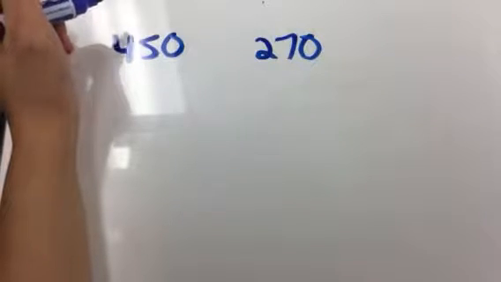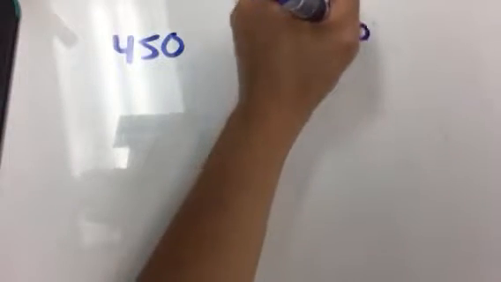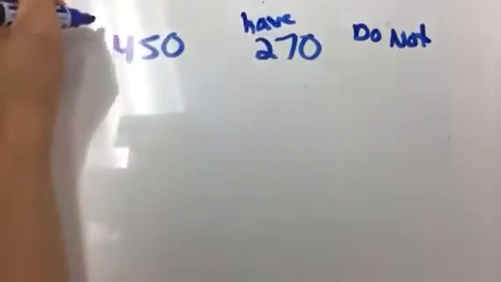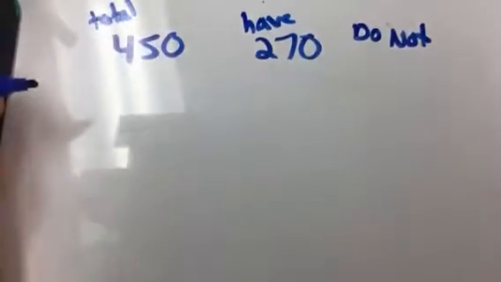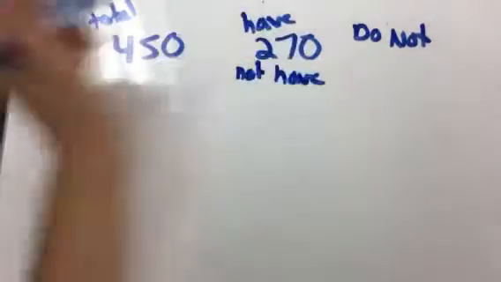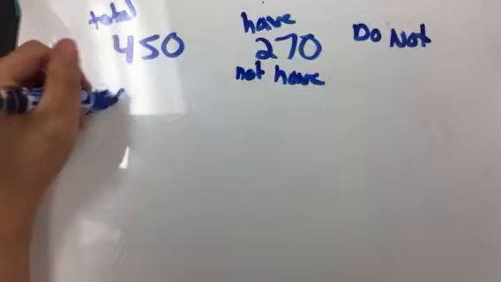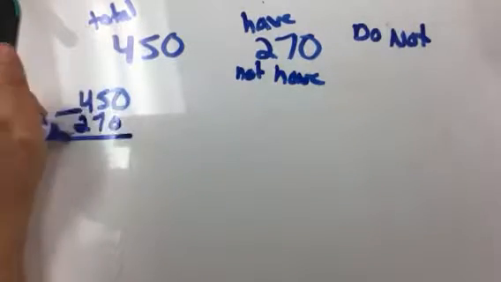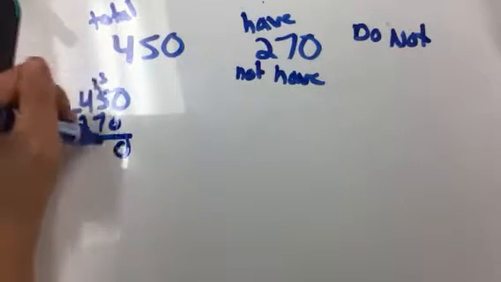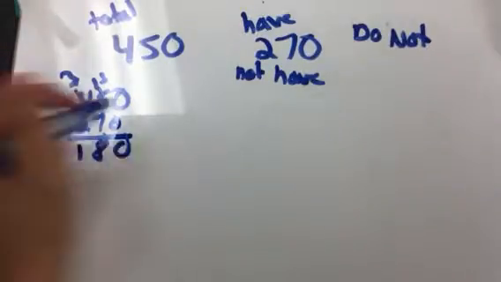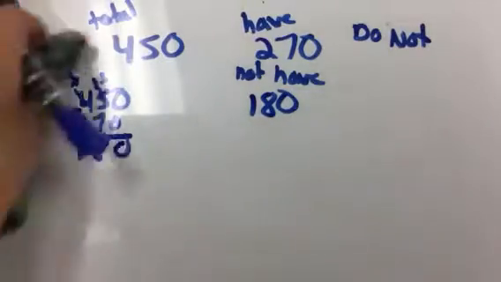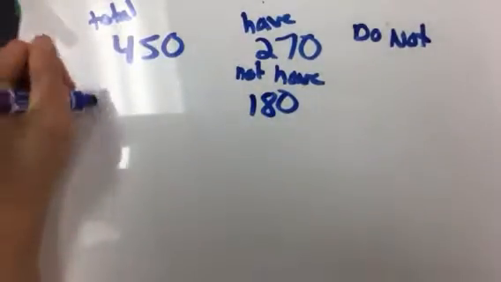And so the first thing we need to look at is it says what percent of students do not have phones. So this is the ones that have, these are the ones that are total. So I'm going to do some math real quick to figure out how many do not have phones. So I'm going to do 450 minus 270. And that should be 180. So I'm focusing on how many do not have phones. So I'm focusing on that 180 out of 450.